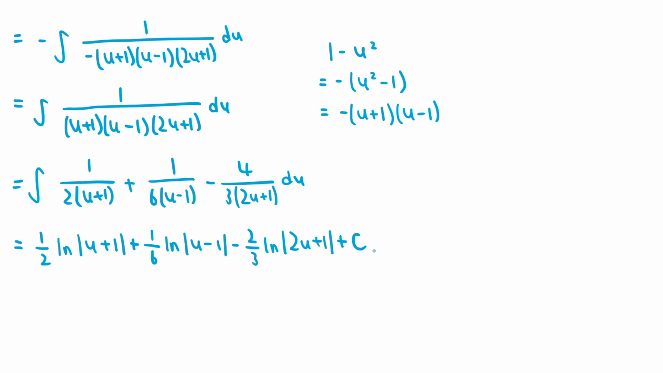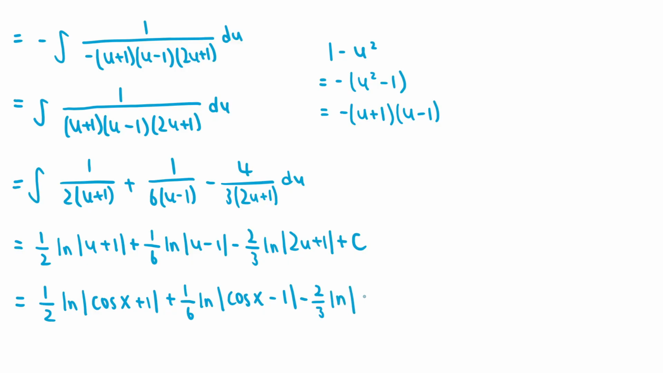So we originally substituted u equals cosine of x. So if we substitute that back in for the u, we end up with 1/2 ln of the absolute value of cosine of x plus 1 plus 1 over 6 ln of the absolute value of cosine x minus 1 minus 2 over 3 times ln of the absolute value of 2 cosine x plus 1 plus c. It's a pretty big expression. I guess that's just what happens when we have both a sine x term and a sine of 2x term in the denominator.